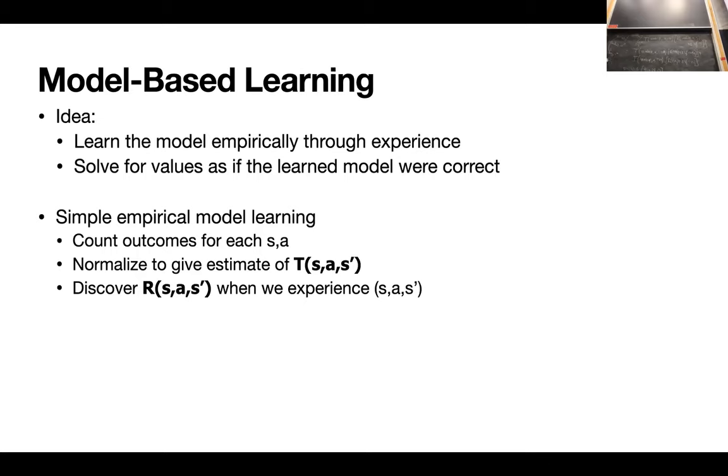Then the transition for S, A, S prime, by normalizing, is 2 over 2 plus 3 plus 1, which is 2 over 6, which is 1 over 3. And the same for the transition for S, A, S double prime is 3 over the whole sum, 2 plus 3 plus 1, that's 1 over 2, and so on. That's what we mean by normalizing. You count how many times you follow those paths, and then you normalize by the total amount. And these are probabilities.